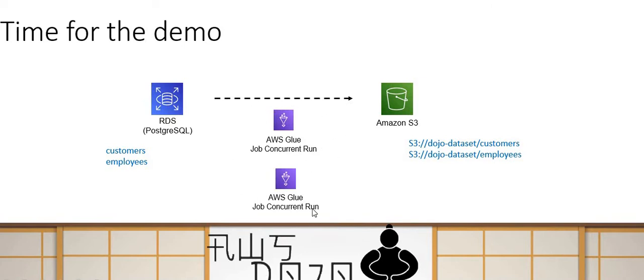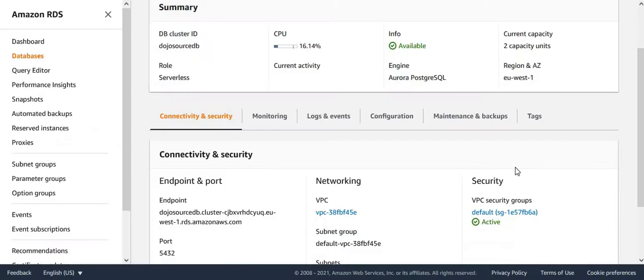I have configured a Glue job which I'm going to run 2 times in parallel. One job will simply take the customers table and ingest it into the customer folder here, and the other job will take the employees table and ingest it into the employees folder over here. So this is a demo to show the capability of running parallel or concurrent jobs. So let's see the demo.